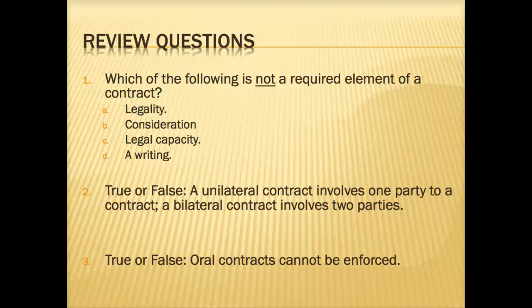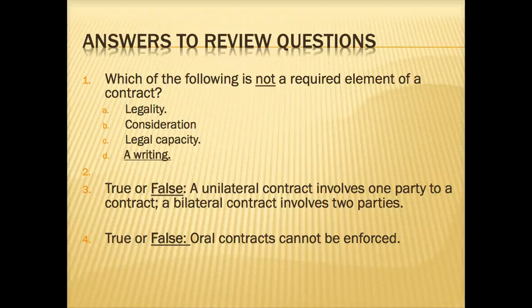So the first question is, which of the following is not a required element of a contract? The list includes legality, consideration, legal capacity, and a writing. The second review question is, true or false, a unilateral contract involves one party to a contract. A bilateral contract involves two parties. And then the third question is, true or false, oral contracts cannot be enforced. So what I'd like you to do is to pause the video, think about these questions, and then come back.